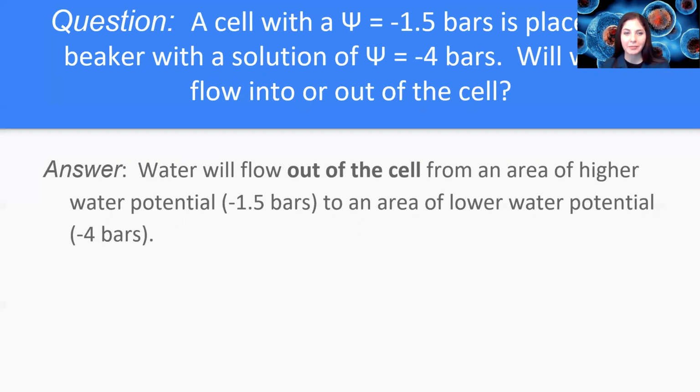Now, the way you might want to think about this is water is going to flow to that higher solute, all right? So it's flowing down the concentration gradient of water, meaning in that hypotonic solution, we have less solute. In the hypertonic solution, we have a higher amount of solute. So the water is going to flow into the hypertonic solution. So water is flowing out of the cell from an area of higher water potential to the lower water potential.